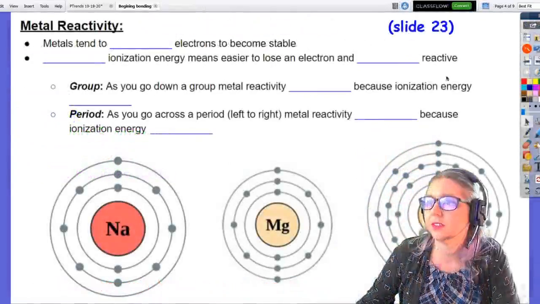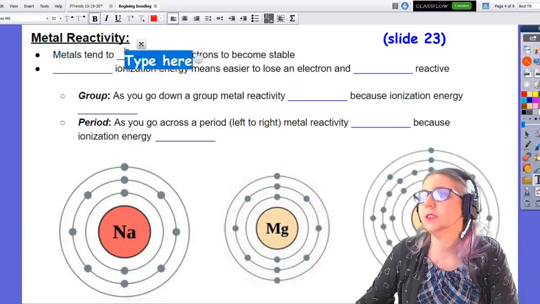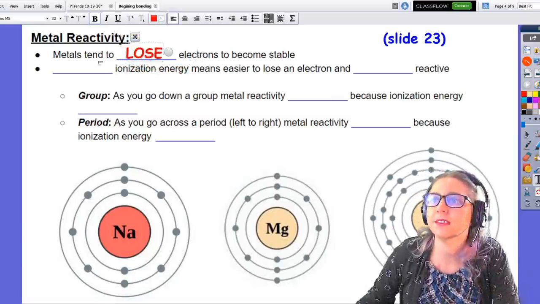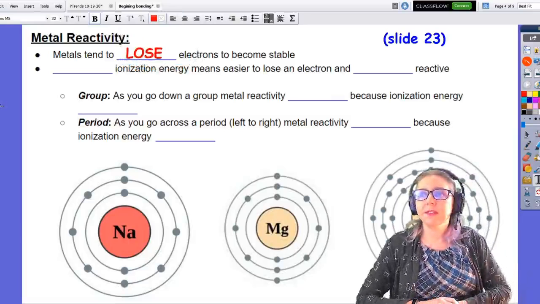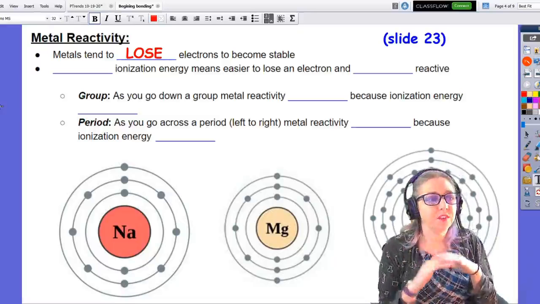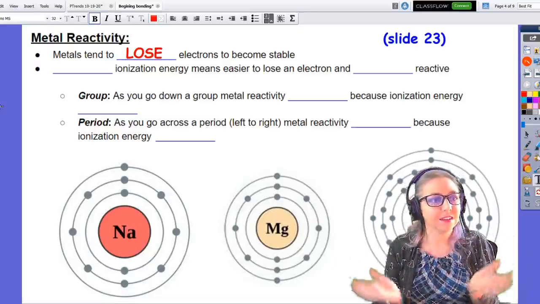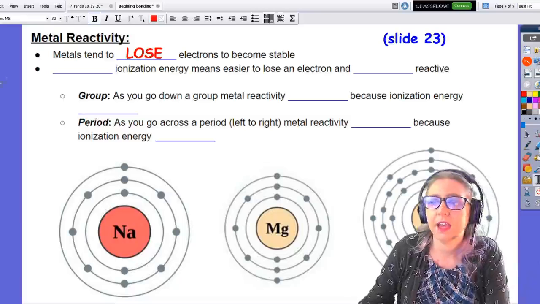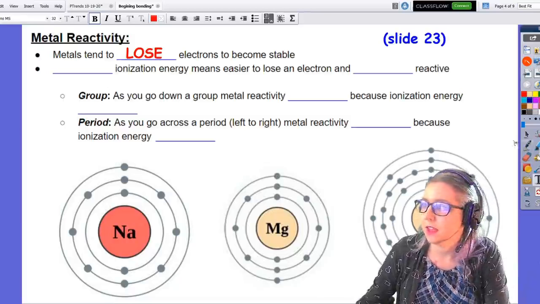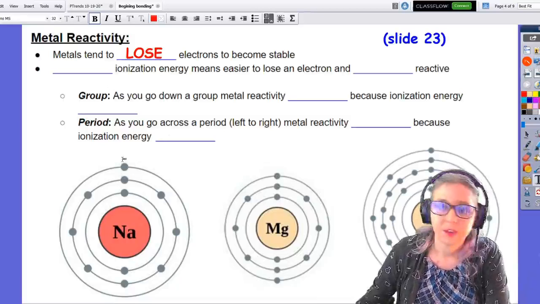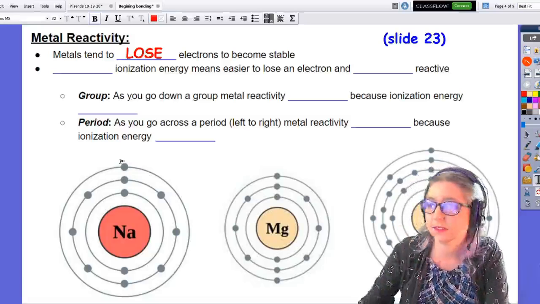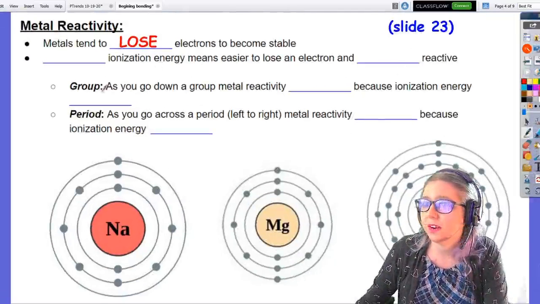So slide 23. So my metals tend to lose electrons to become stable. So in order to be stable, I want to have a filled valence shell. I want to have 8 electrons on my outside ring. So for my metals, I have 2 choices. So here's my sodium. It has 1 valence electron. So if I want to have 8 electrons on my outside, my sodium has 2 choices. It can go through all the work and get another 7.